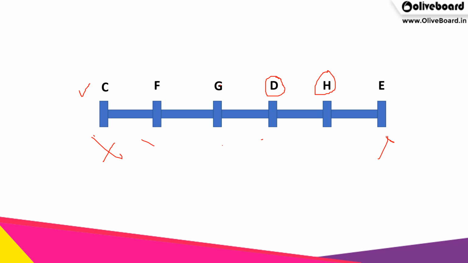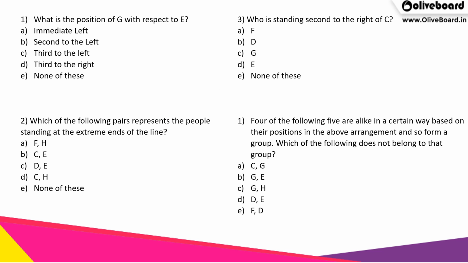Let us move ahead with finding the solutions. Let us start with the first question. What is the position of G with respect to that of E? So as we have solved it, we know what the correct answer is. It is third to the left.